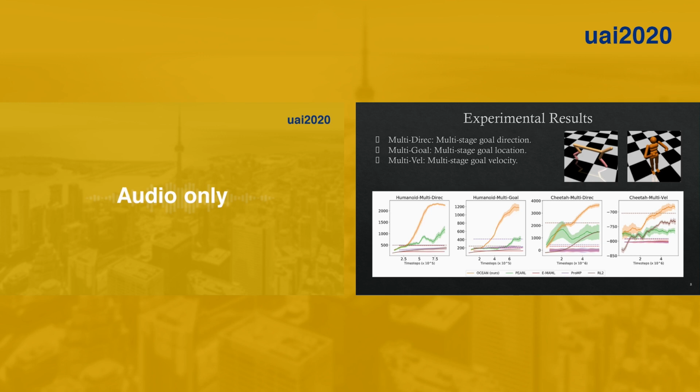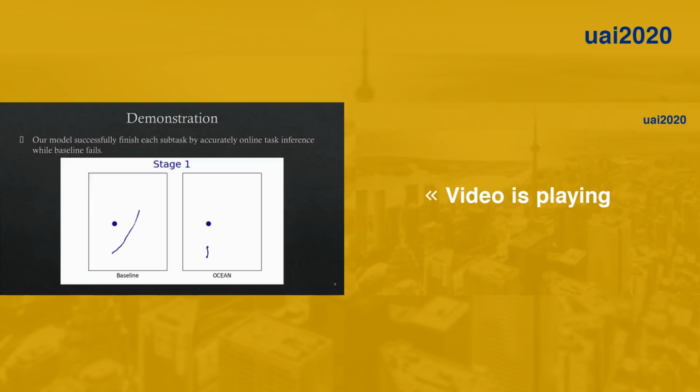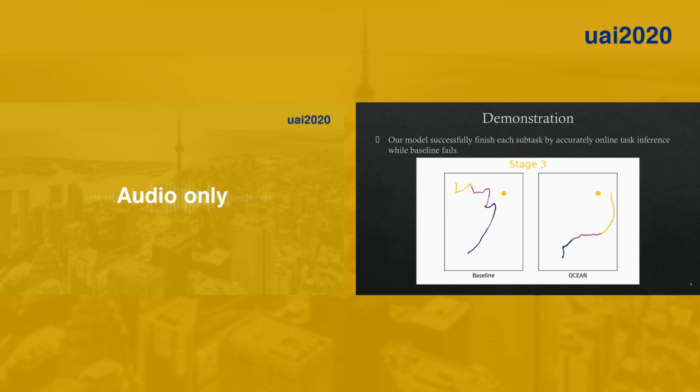As shown on the slide, our model achieves high sample efficiency and also better performance than previous state-of-the-art models. As a demonstration, we visualize a learned policy of Ocean and Pearl on multi-goal tasks. These tasks consist of 3 goals, and as shown on the slide, our model is able to quickly adapt to each subtask, while the baseline cannot, since it does not perform online task inference.